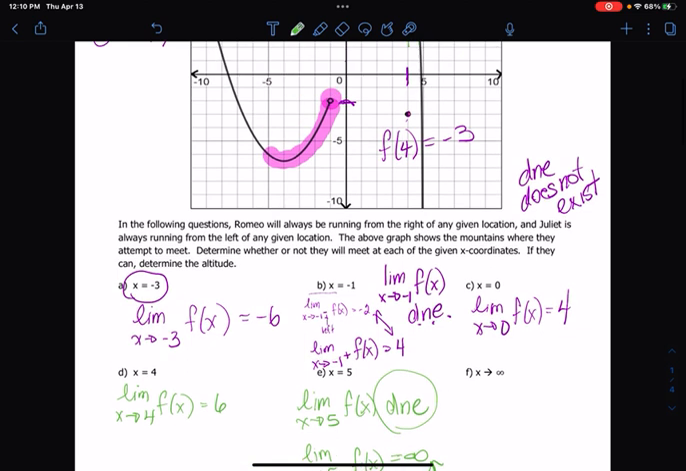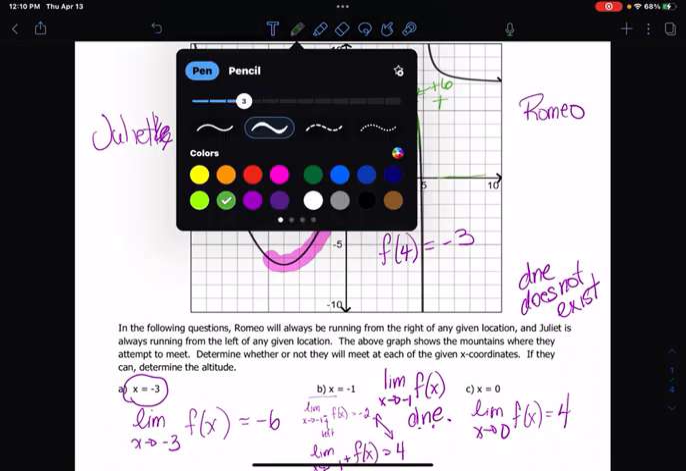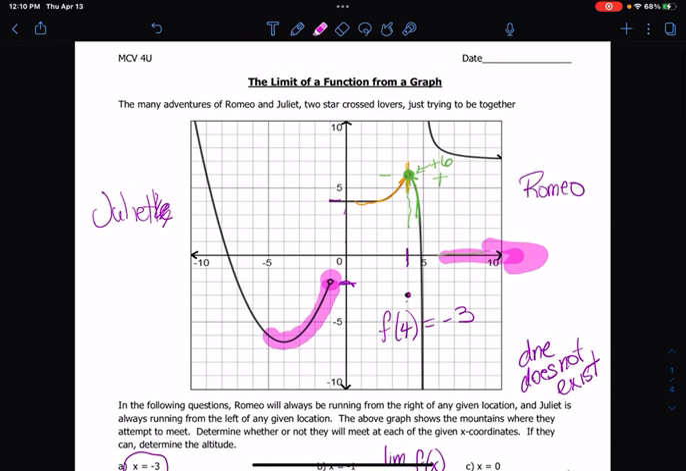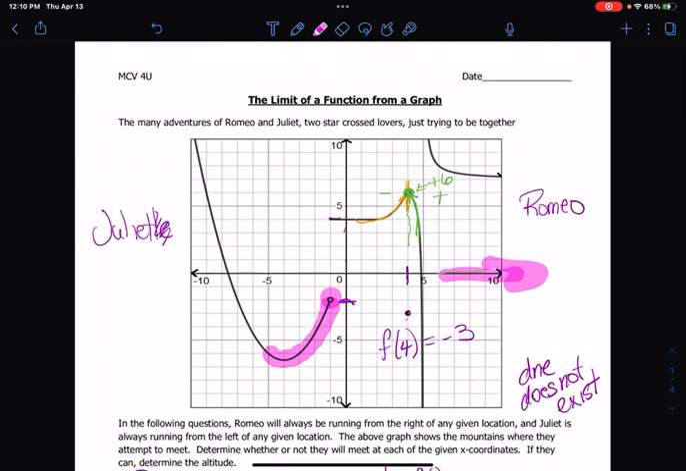Okay, one more. This is the limit as x goes to infinity. So when I'm thinking about x going to infinity, I'm thinking as I run to the right as far as I can possibly go, but on the graph. So notice this time I actually only have Juliet running because Romeo runs from the right towards the left. So the limit as we go to +infinity is, where does my graph go if I were to go to +infinity forever and ever, run to the right as far as I could?